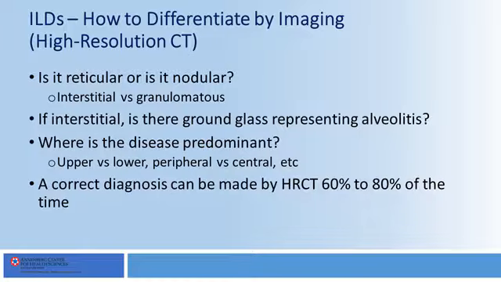Of course, if it's interstitial, the next question is, is there ground glass representing an alveolitis? And then pattern recognition again, is it upper versus lower? Is it peripheral versus central? We put that all into context, and a good thoracic radiologist will be able to make a correct diagnosis 60 to 80% of the time.